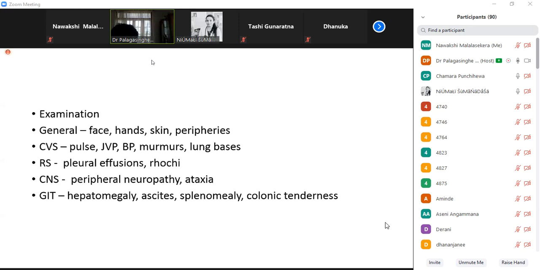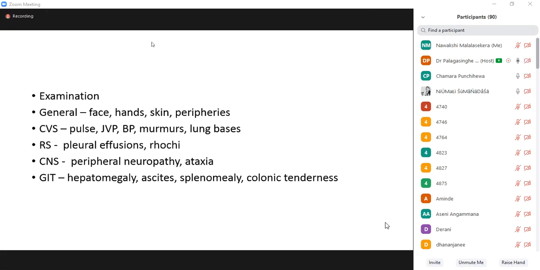Have a careful look at the periphery. Some patients, due to underlying vasculitis, may have vasculitic ulcers in the toes, tip of the toes and the tip of the fingers. And due to underlying peripheral neuropathy, the patient may have neuropathic ulcers of the extremities. So you would have a careful general look at the patient before jumping to the system examination.